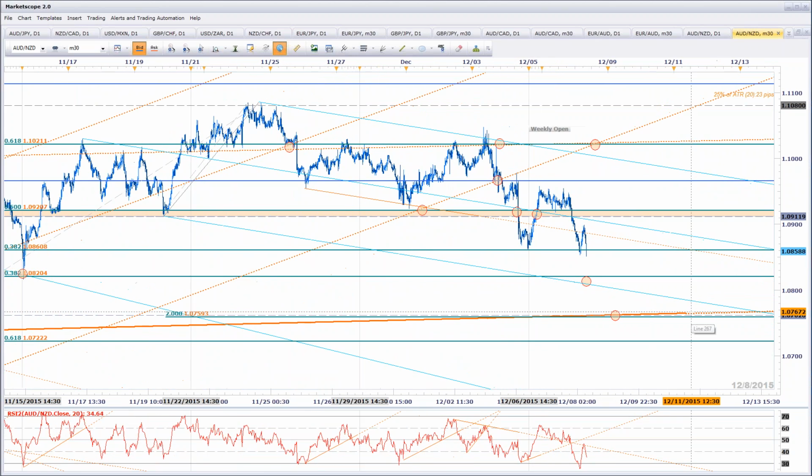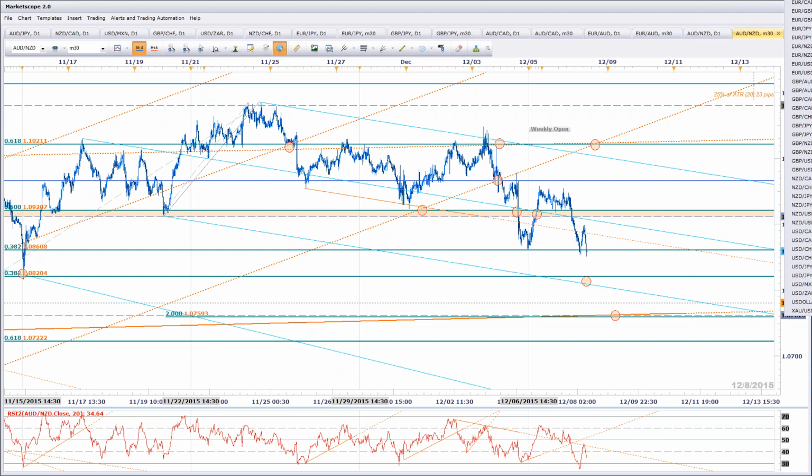All right, so that's Aussie Key. Still liking the downside there. Okay, that is Aussie Key. Next up on tap is dollar yen. Here's what dollar yen looks like.